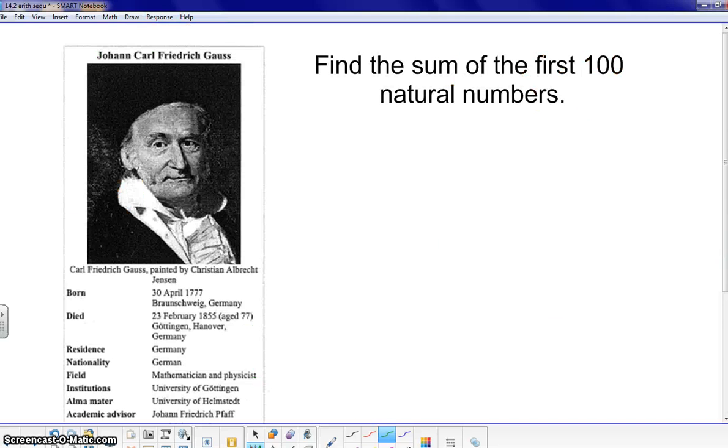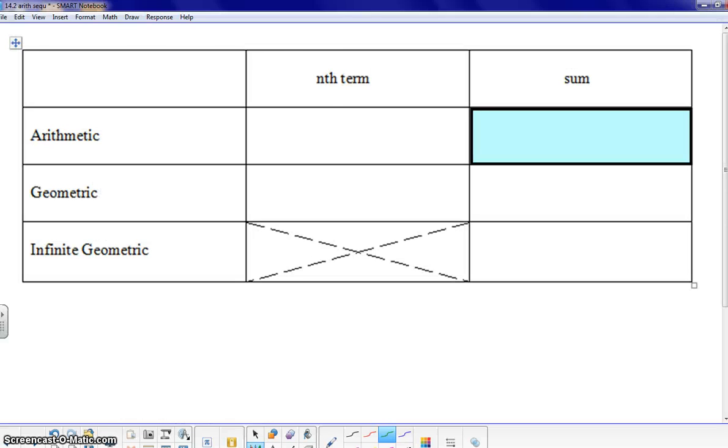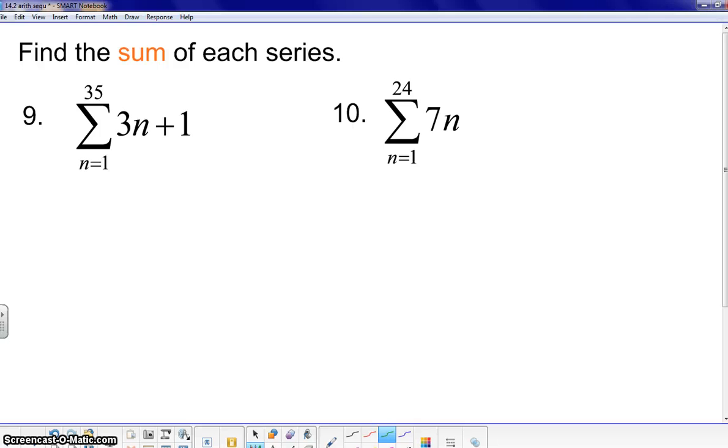Tomorrow I'm going to tell you a story about Carl. So look him up, see if you can find that story I'm talking about. But that leads into the next formula, you can ignore that, which is to find the sum.